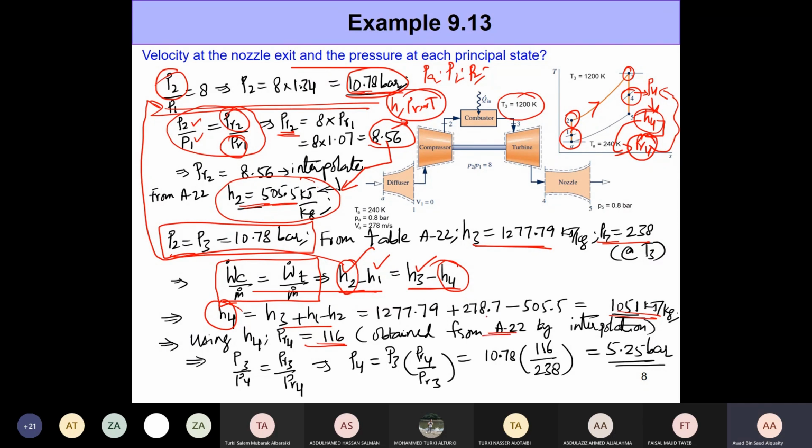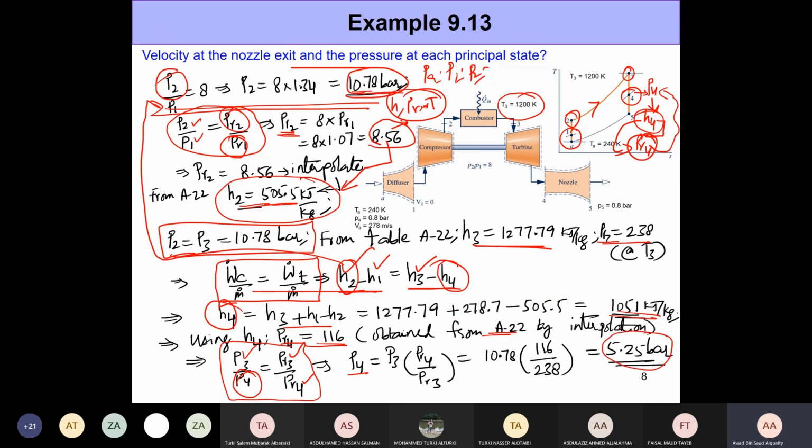As you can see, there's a lot of interpolation happening in here. Now we have PR4, and with PR4 we're going to play the same trick again. 3 to 4 is an isentropic process, so P3 by P4 would be equal to PR3 by PR4. We know P3 exactly because it's equal to P2. We know PR3 because we know the temperature at state 3, and we already know PR4 just by determining H4. With all these known, the only unknown is P4, and when you plug in the numbers, P4 comes out to be 5.25 bar.